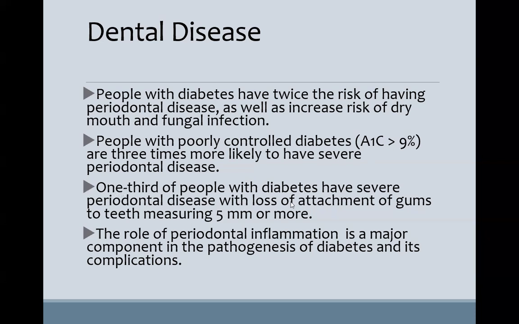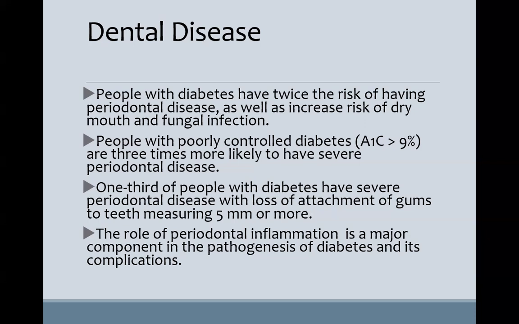One third of people with diabetes have severe periodontal disease with loss of attachment, missing teeth, attachment of gums to teeth, sorry, I'm reading that wrong, and then periodontal probings 5 millimeters or more. And then the role of periodontal inflammation is a major component in the pathogenesis of diabetes and its complications. We call this whole phenomenon with periodontal disease and diabetics a bidirectional relationship, and sort of a negative bidirectional relationship.